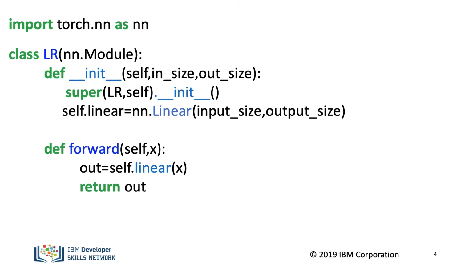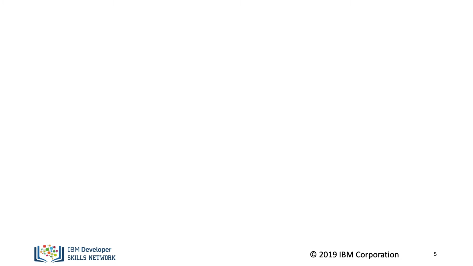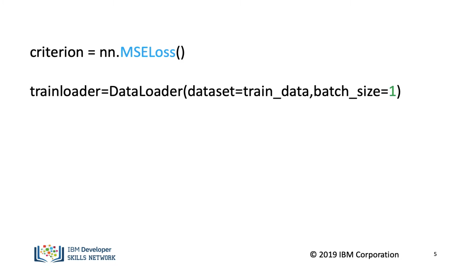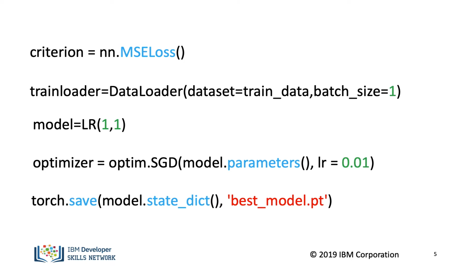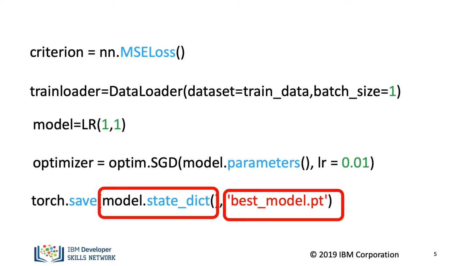We create a custom module for linear regression. We create our criterion, our train loader object. We create our model. We create an optimizer object. We can save the model for use as follows. The input is the model's state dictionary. The second input is the name of the file we would like to save as.